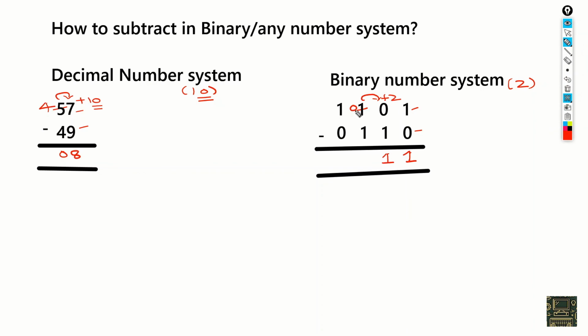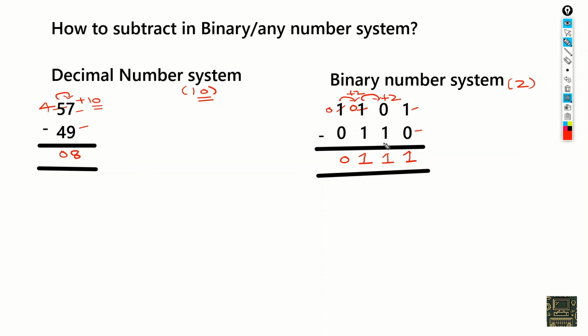Now this is 0 and this is 1. Now 0 is less than 1, so I need to take the borrow from the next stage. When I take the borrow, this will add plus 2 here and this will become 0 here. So this 0 plus 2 becomes 2. 2 minus 1 becomes 1. And this 0 minus 0 becomes 0. So we can use this idea or trick to subtract in any number system.